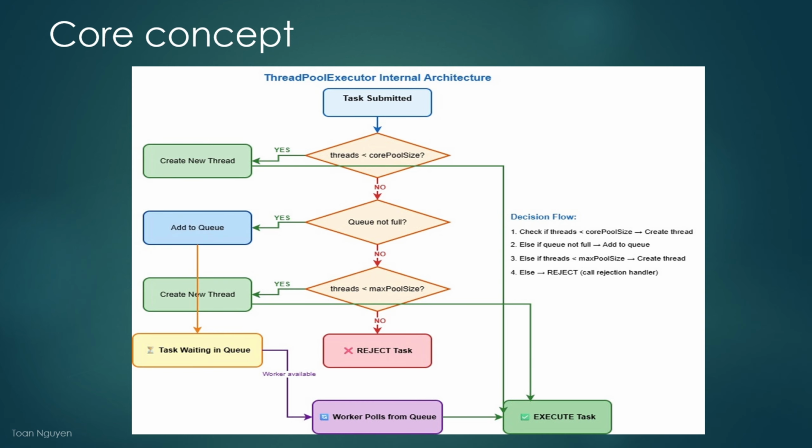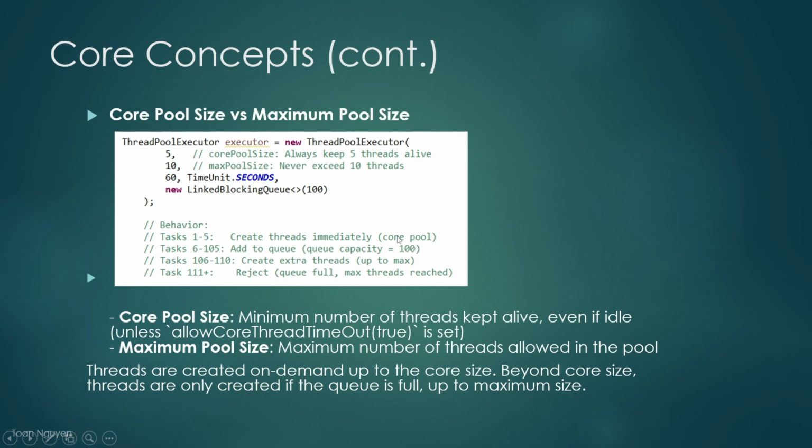Looking at this architecture diagram, when a task is submitted, the system checks the current thread count and the core pool size. What is core pool size and max pool size? We already saw this in previous examples. These parameters must be configured. Here are the core pool size and max pool size parameters.